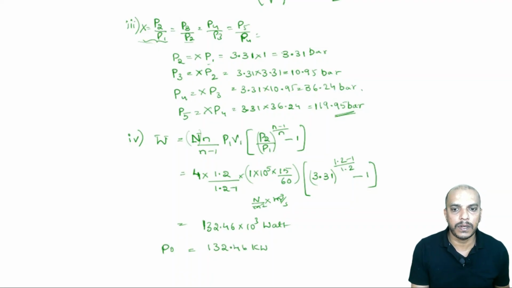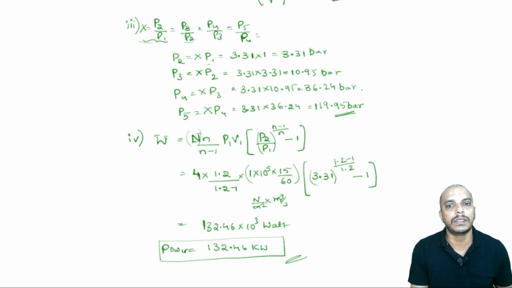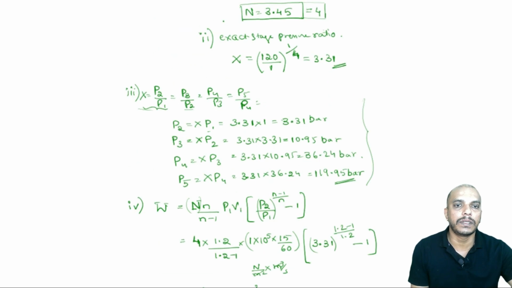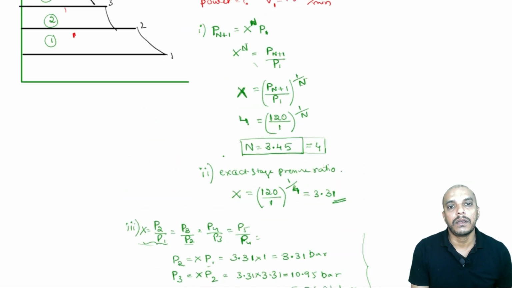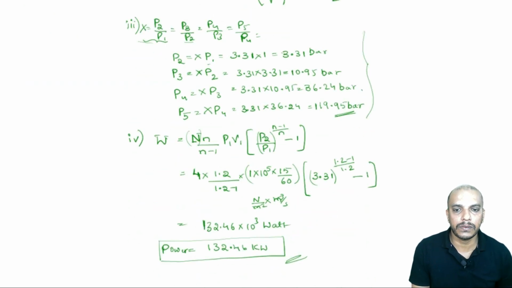So, that is the minimum power which is required. Since we have talked about minimum power, we have used this equation. Remember, these are all equations which were derived for minimum power. So, the minimum power required is 132.46 kilowatt.